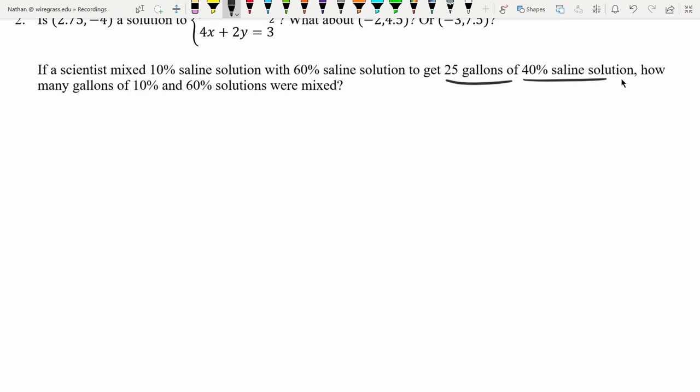So how do we do that? Well, we can use a system to define this, and really we want to have two variables, and the two variables that we need to know are how many gallons of each percentage solution should we mix. Well, I'm going to give us variables here. I'm going to give us G10. That stands for gallons of 10% solution. And then G60 is gallons of 60% solution.